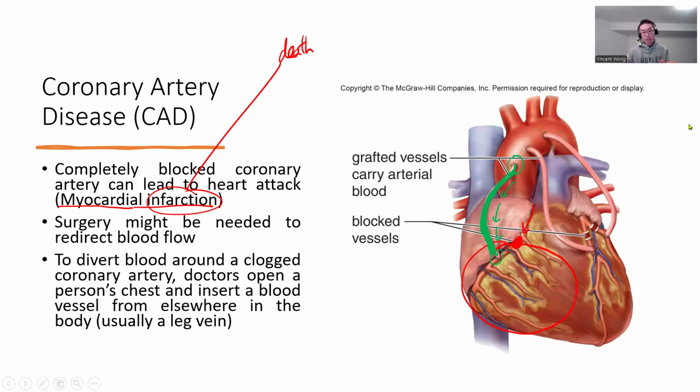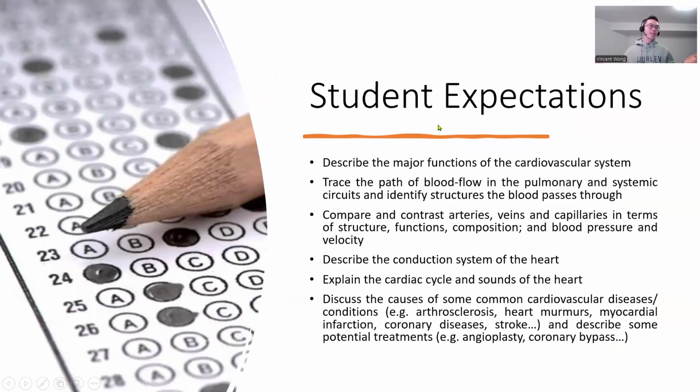So in this particular diagram, this heart has a triple bypass, and there are three of these grafts that are created. All right. And that is it. That is the first lecture, everybody.